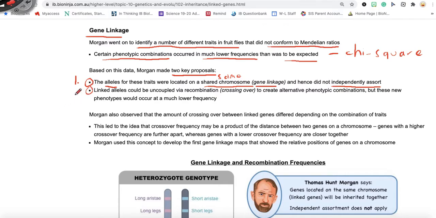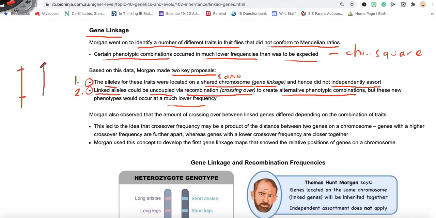Now, he also proposed that some linked alleles could be uncoupled and could recombine via crossing over to create alternative phenotypic ratios, but that these phenotypes would be at a much lower frequency. So this is something that we're going to explore when we look at some genetic problems, that the offspring aren't always going to look like the parents. There's going to be some recombinants. But this all depends on where the alleles happen to be on the chromosome.